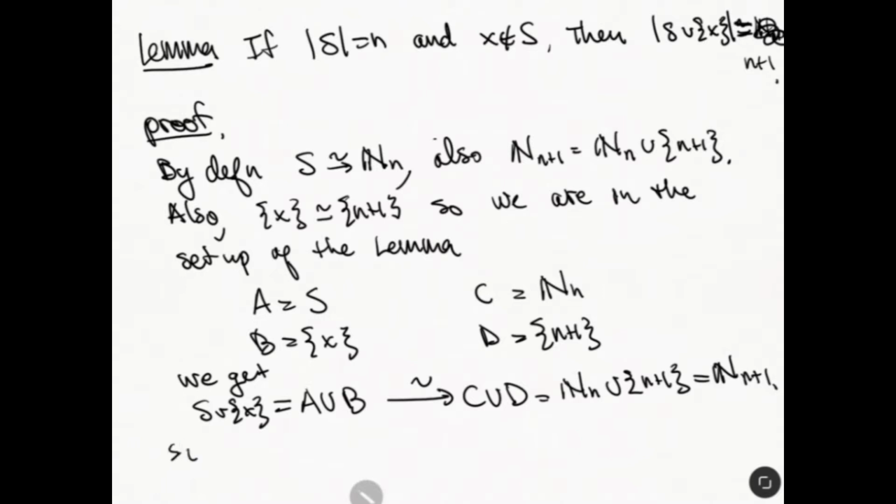So this shows that the cardinality of S union this element that's not in there is n to n plus 1. Okay, so the cardinality increases when you adjoin another element.